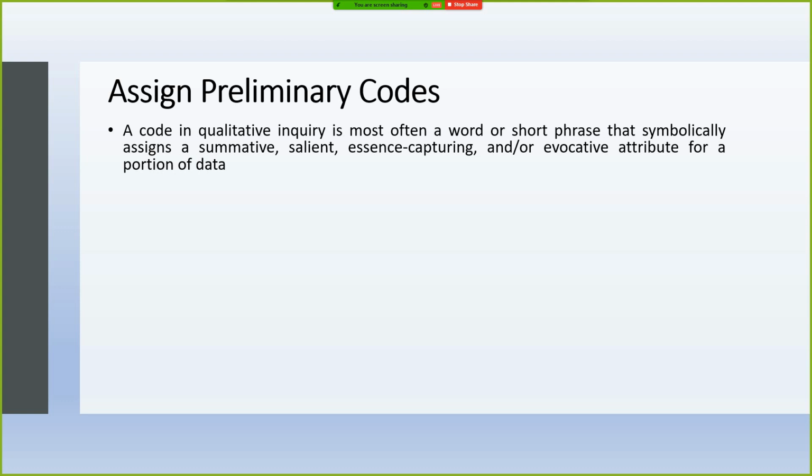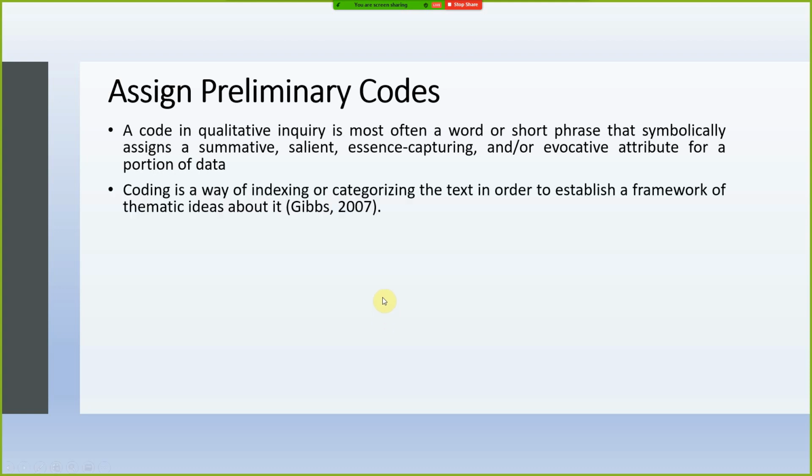For example, or actually we'll be looking at examples later, so let's go through this text first. Now, what you are doing through coding is indexing or categorizing the text in order to establish a framework of thematic ideas. So you cannot establish themes unless you code your data, unless you identify critical aspects in your qualitative interviews. So coding is a way of identifying critical aspects, the information that is very necessary, something that will lead to your discussion, something that will add to the attainment of the purpose of your study.